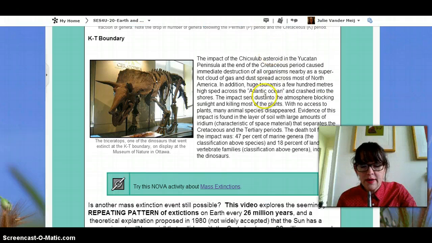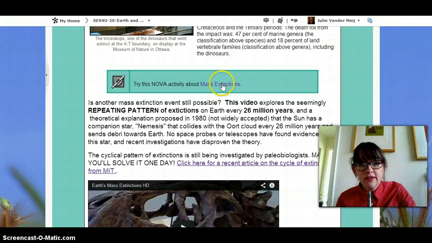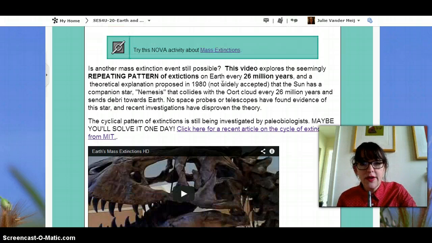And so in this paragraph, you want to understand what was the major cause of this extinction that's widely accepted by scientists. If you click on this activity from NOVA, it's going to give you a bit of background and activities to understand extinctions and all the topics that have been mentioned a little bit better.